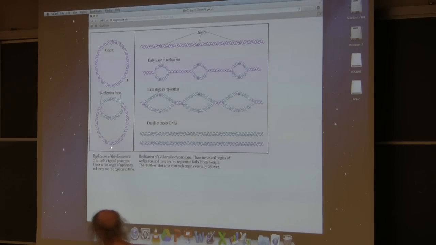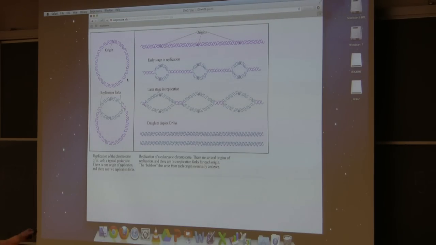This shows what happens in replication of an E. coli chromosome, which is circular on the left, in contrast to what happens in eukaryotic replication as shown on the right. Okay? Turns out that E. coli replication is the most studied. It's better understood than replication of our own DNA because it's simpler. Replication of DNA starts at a very specific place in the DNA. It's a specific sequence of bases called an origin.